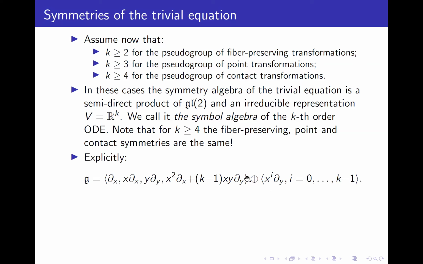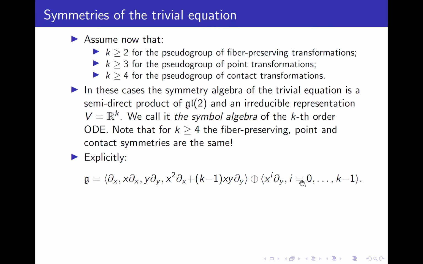It's composed, I wrote it here as exactly GL2. So GL2 corresponds to the first 4 vector fields here, dx, x dx, y dy, and then x squared dx plus (k minus 1) x y dy. So, one can check that this is a 4-dimensional Lie algebra that's isomorphic to GL2. And then this is an abelian piece that corresponds to shifts along the solutions. That's exactly a k-dimensional abelian piece in this Lie algebra, and this GL2 acts irreducibly on this k-dimensional piece.